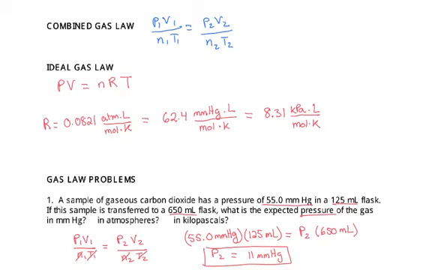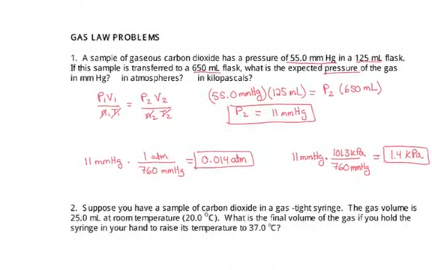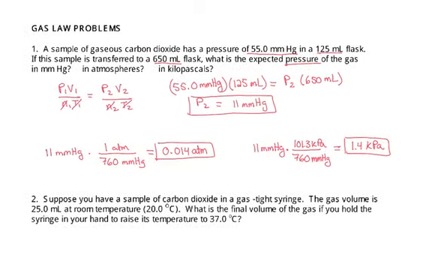And then we also talked about the values for R. So these are the three values for R that we're going to be using. And we went over problem number 1 in class. And so we decided for this one that we're going to use the combined gas law because you have changing conditions. Your pressure changes from 55 millimeters of mercury to something else that you're trying to solve for. Your volume also changes from 125 milliliters to 650 milliliters.